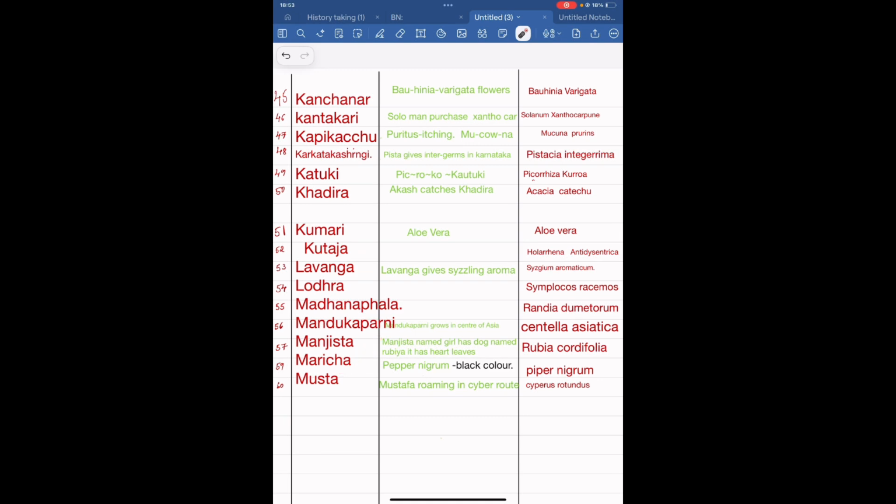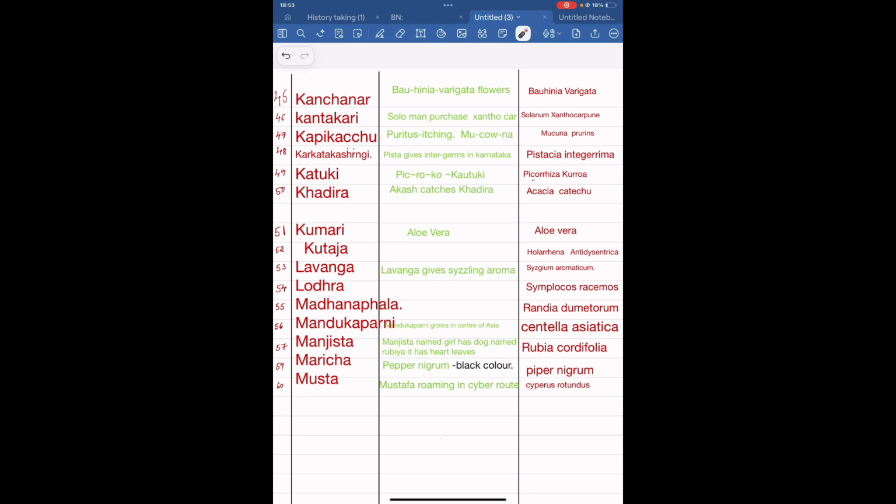Maricha. In English we call Maricha pepper. Pepper is black in color, and nigrum is an indication of black color. Piper nigrum, pronounced the same.